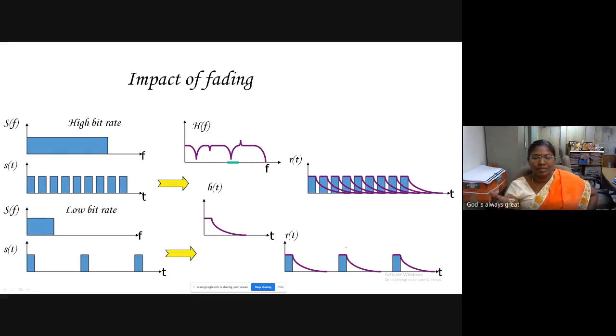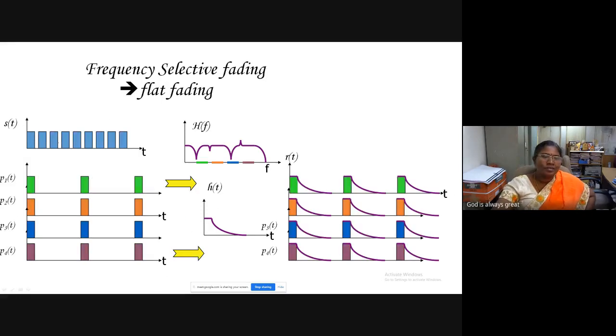Then what is the next method? How to achieve it? The channel is so bursty. It is behaving so badly, but still we want to achieve higher data rates. What should we do? The only option is to go for multi-carrier modulation.